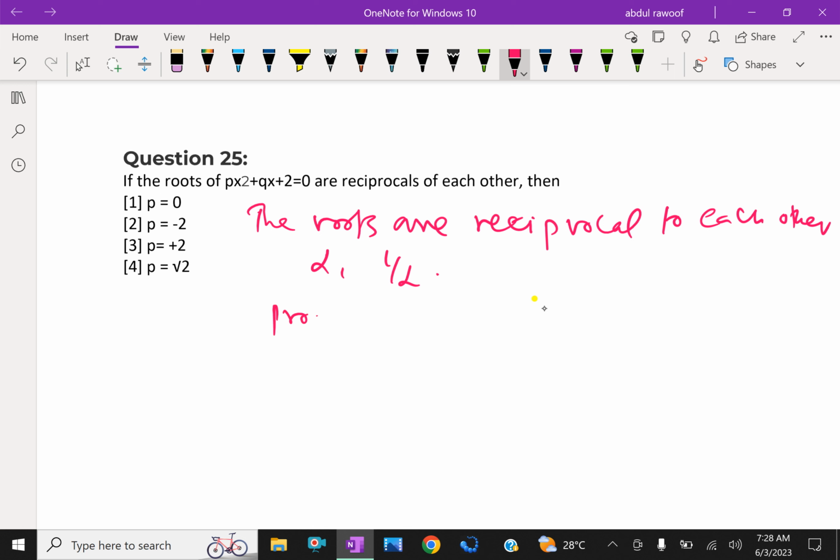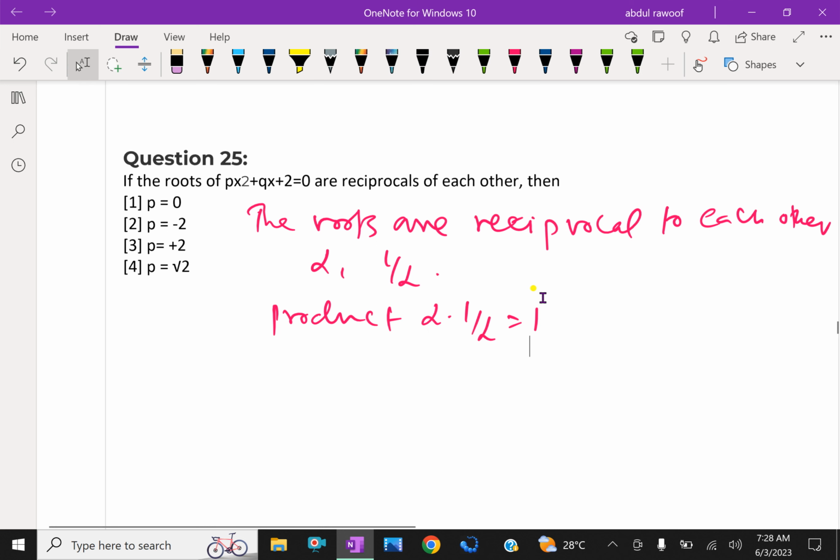Therefore, the product of the roots is alpha into 1 by alpha equal to 1. Then here we have the product of the roots is p by 2 equal to 1, because the coefficient of x square and the constant term division equals 1, therefore p equal to positive 2.